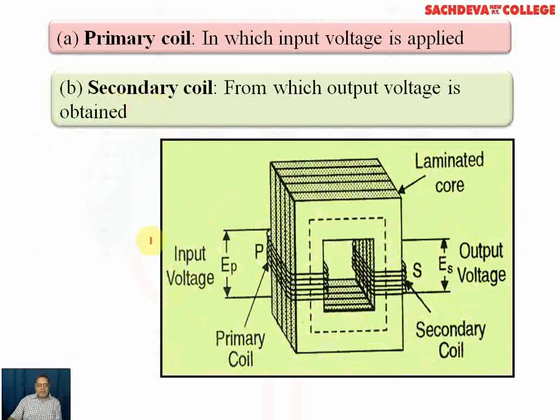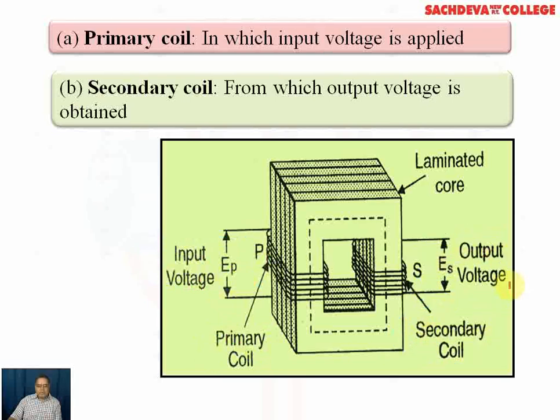Now, in the figure, we are finding that there is a laminated core. The purpose of the laminated core is to avoid eddy currents, that is, the heat losses. However, the heat losses are not completely zero, but we can slightly reduce them. Now, EP is indicating the voltage in the primary, the input voltage, P is the primary coil, and S is the secondary coil. ES is the voltage output.